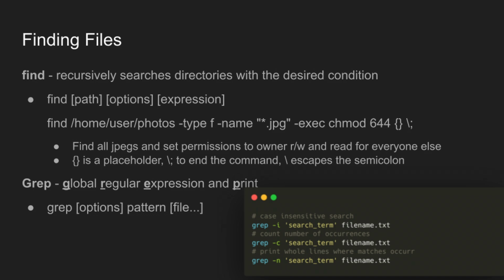This first grep is just looking inside files and taking the search term, and it doesn't care what case it is. The next one is counting the number of occurrences with -c, and then -n just lets you see the whole line where the matches occur. So let's say you're looking for bugs, you may want to see the whole line of where the bug occurred.